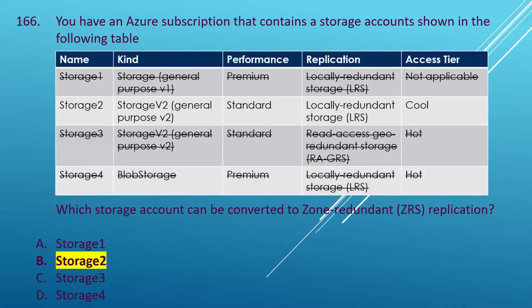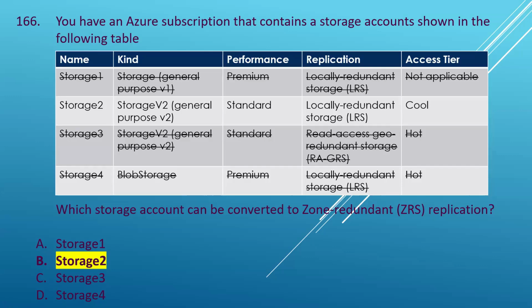So friends, I now hope you understand why storage 2 has been chosen as the correct choice here, based on all the documentation I showed you, and the reasons why we have eliminated storage 1, storage 3, and storage 4. But if you still have any doubts, please post them in the comment section.